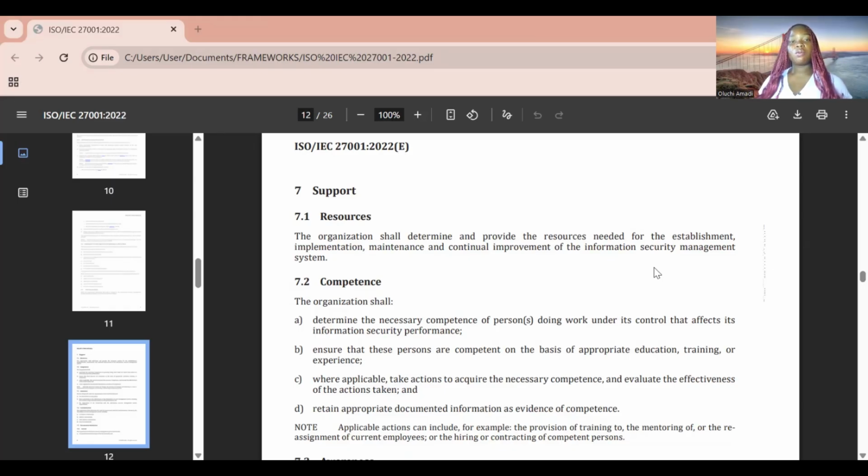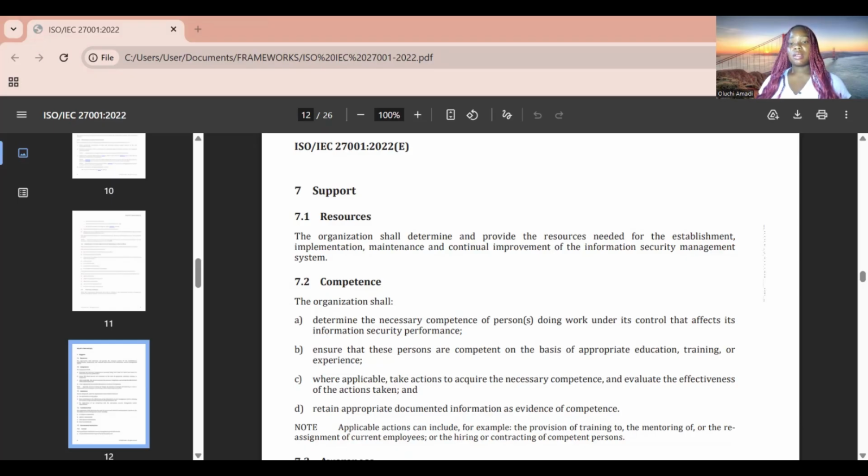We are going to be learning clause 7 today. If this is the first video you are seeing on my channel, you should check the previous video where I talked about ISO 27001 clause 6. I've talked about clause 5, clause 4, clause 3, clause 2, and clause 1. I'm going to be explaining everything you need to do in clause 7 and clause 8 in this video.